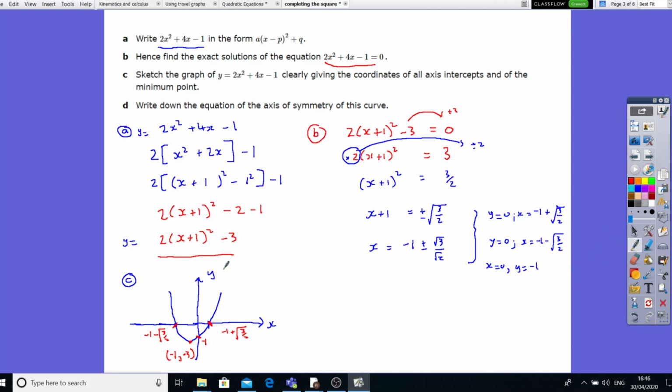Now write down the equation of the line of symmetry of the curve. So the curve is going to have a line of symmetry going through that minimum point down at the bottom here. If that's the line of symmetry, the equation, the line of symmetry is going through x equals minus 1. So the line of symmetry is x equals negative 1. Okay.